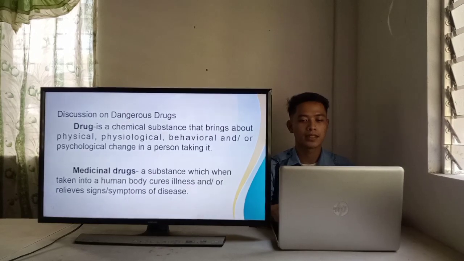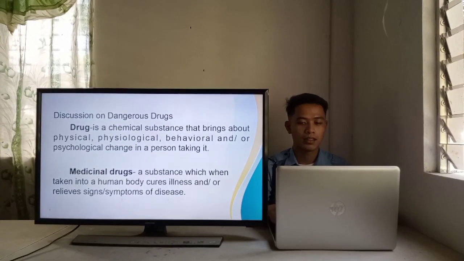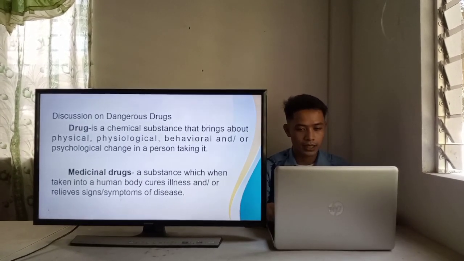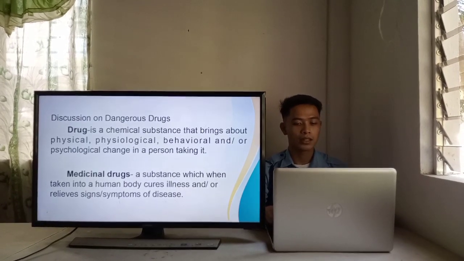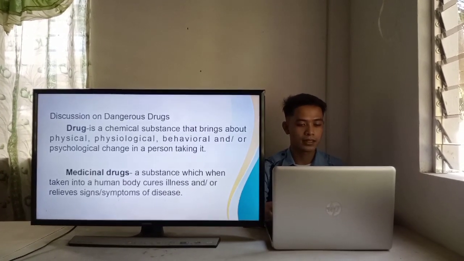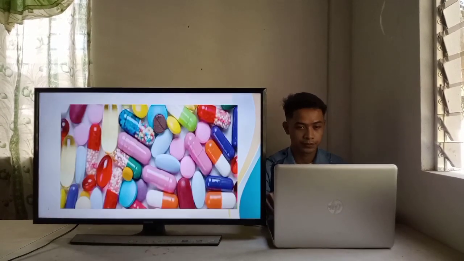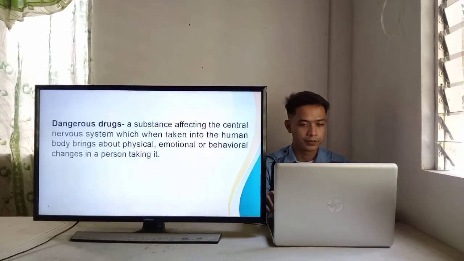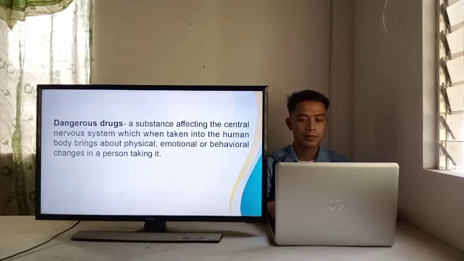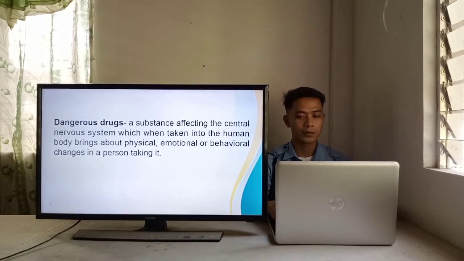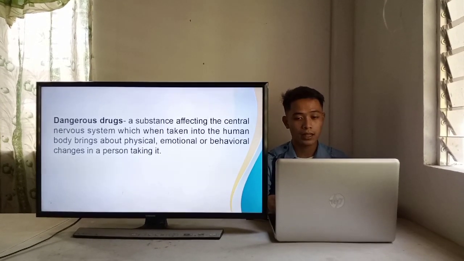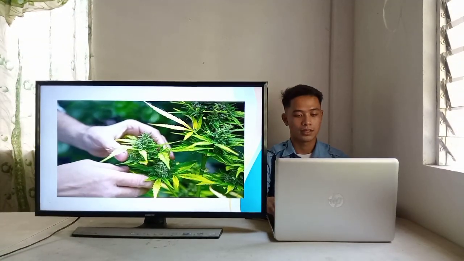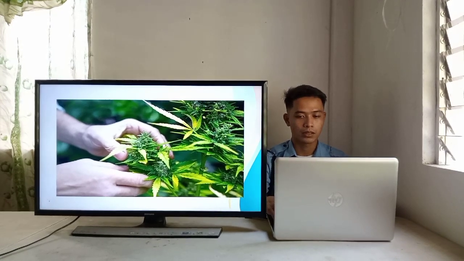Drug is a chemical substance that brings about physical, physiological, behavioral, and or psychological change in a person taking it. Medicinal drugs are substances which, when taken into a human body, cure illness and or relieve signs, symptoms, or disease. So these are the pictures of drugs and medicinal drugs. The next is dangerous drugs. It is a substance affecting the central nervous system which, when taken into the human body, brings about physical, emotional, or behavioral changes in a person taking it, such as marijuana. This is the picture of marijuana.